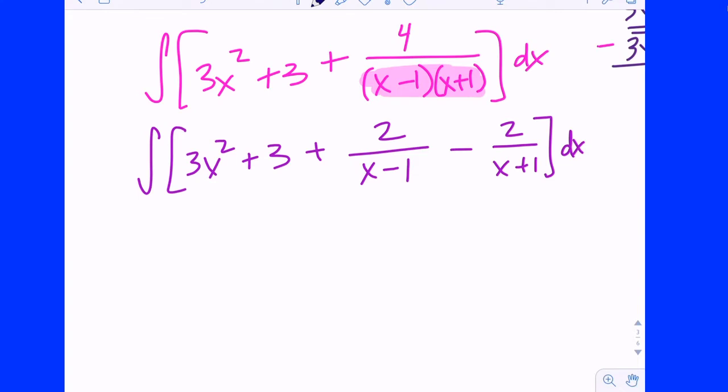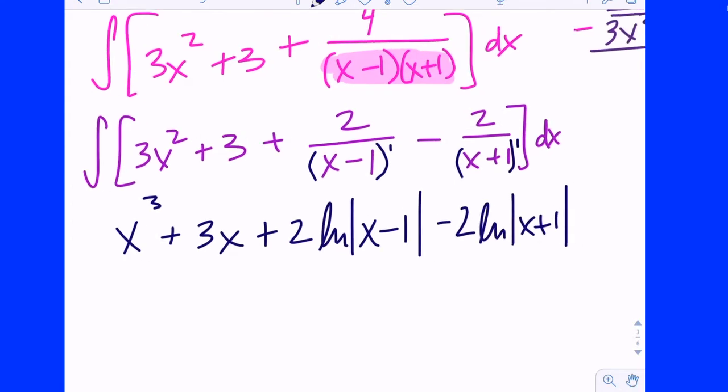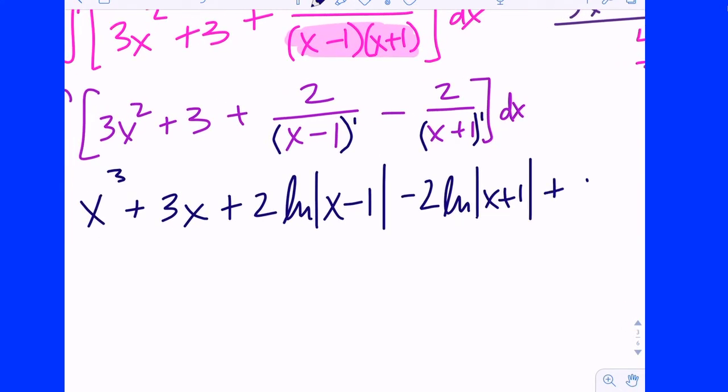So let's do it. We'll get rid of the integral and the dx. What does 3x squared become? x cubed. And 3 becomes 3x. Now the 2 goes along for the ride. Both of your inside functions in these last 2 terms are linear, so the derivatives of the inside functions are going to be constants. And in this case, both of them generate a 1, which is nice because there's no extra correction to make. So it's going to be 2 times natural log of the absolute value of x minus 1 minus 2 times the natural log of the absolute value of x plus 1. And then, of course, we finish it off with plus c.